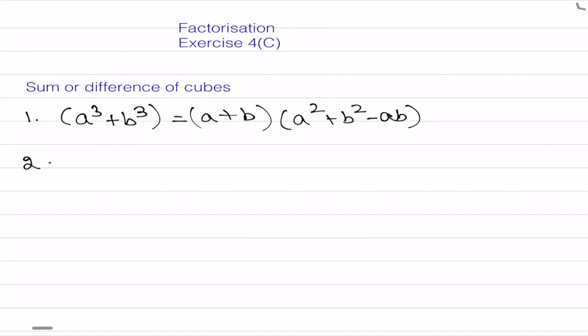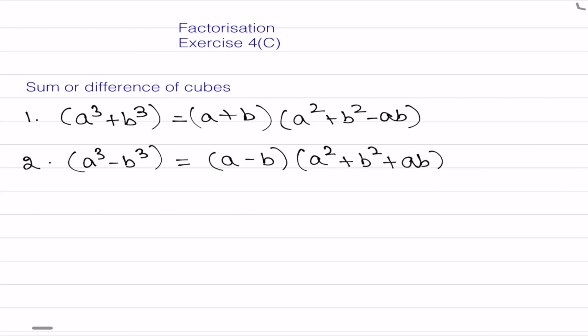Second is the difference of cubes, that is a cube minus b cube equals a minus b into a square plus b square plus ab. So the next exercise is directly based on these two identities. We will first make the terms perfect cubes and then use these formulas. So please learn these formulas and we will move to the questions now.